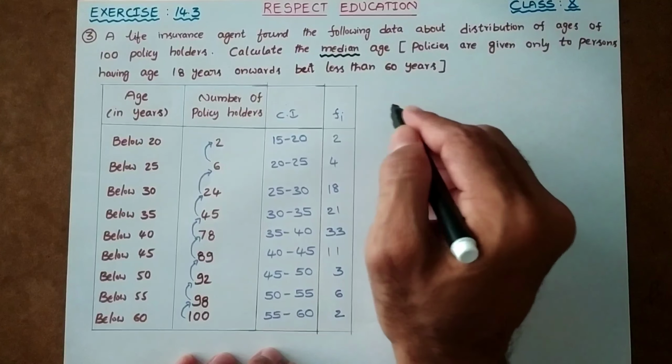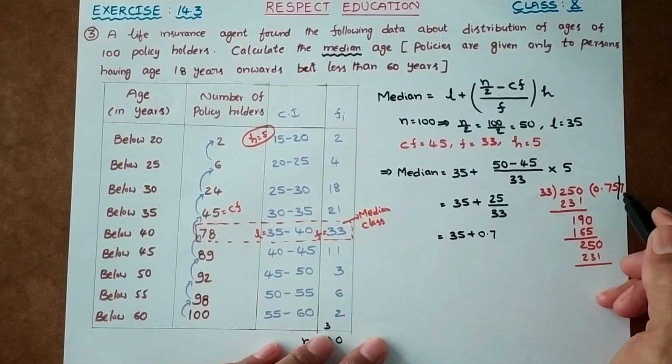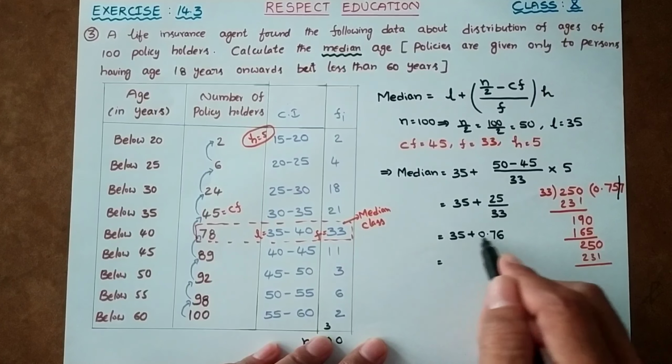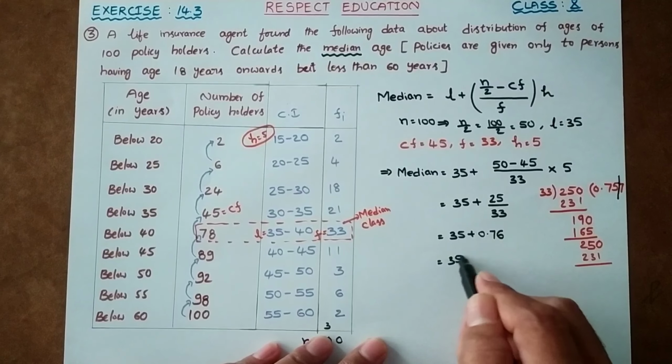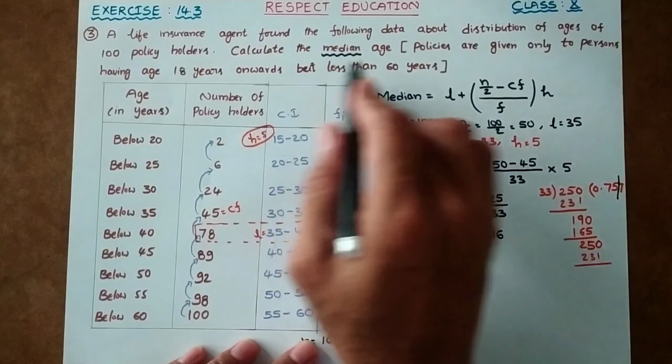Now let us write this 35 as it is, and this is 0.757. Adjusting to two decimals, it will become 0.75. See, the next number is 7, that is more than 5, so it can be raised by 1. So 5 becomes 6. So 35 plus 0.76 is 35.76.